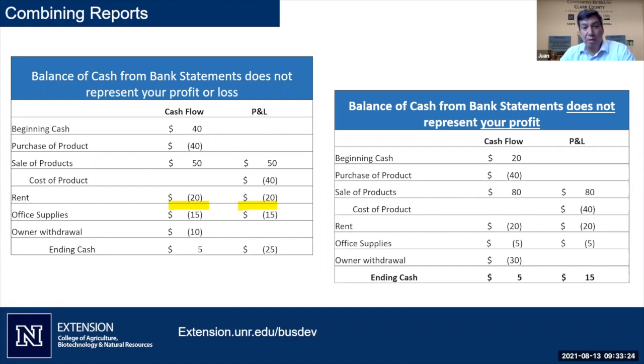So on the P&L, it shows 80 in sales, product cost, rent, and office supplies. We made a profit of 15. Yes, because we sold 80 and our expenses were not that much. We made a profit of 15. But those 15 have to pay taxes, okay?